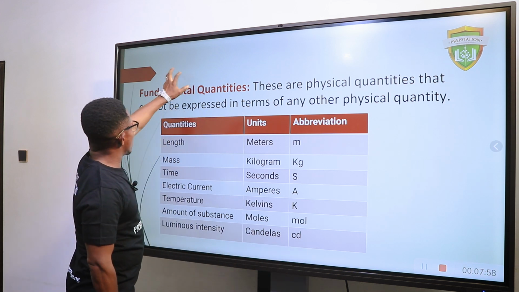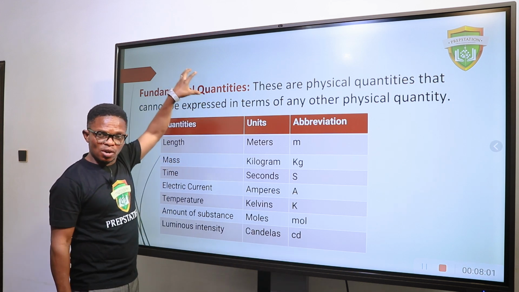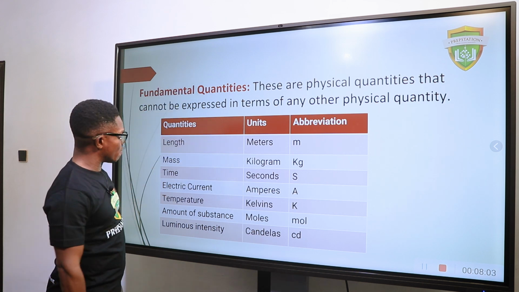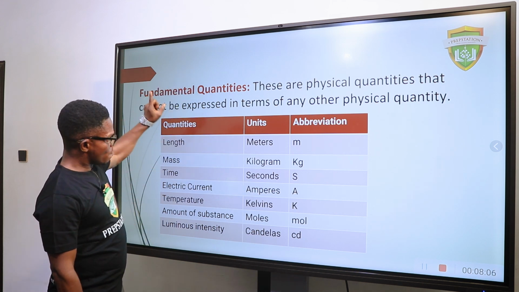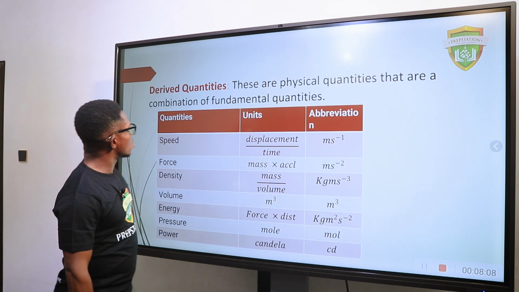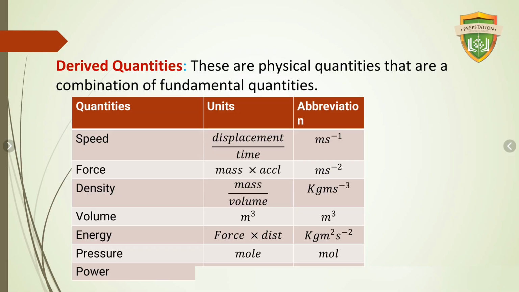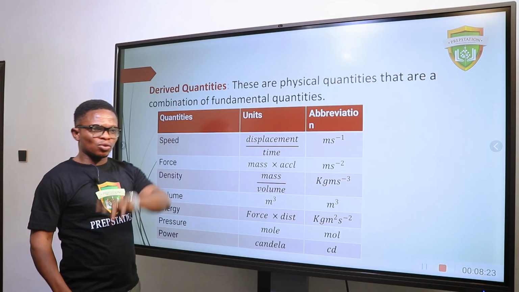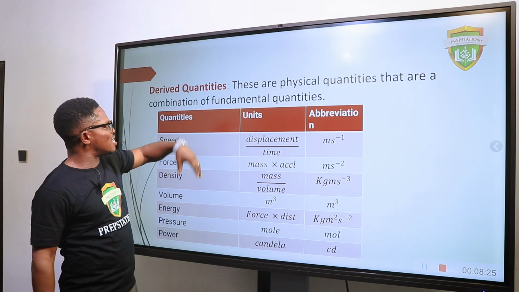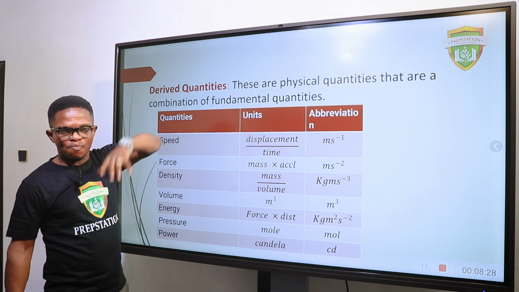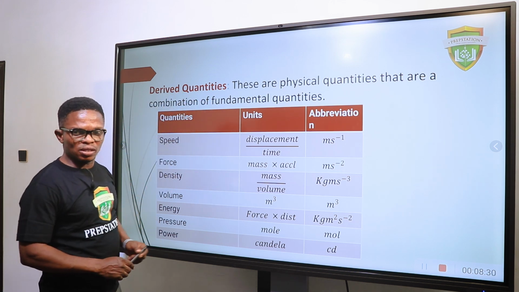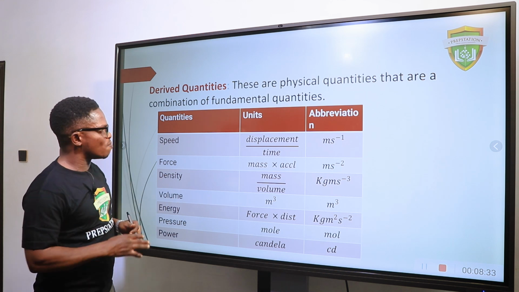Remember, I told you we have two types of quantities and units. Number one is fundamental, the other one is derived. I've just finished explaining fundamental quantities, so let's go to derived. Now, what are derived quantities? As the name implies, they are derived. They are not independent. They are dependent on what? On the fundamental quantities. You can't get them without looking at the fundamental quantities. They are derived by the arithmetic operation of the fundamental quantities. Either you add, subtract, divide, or multiply.